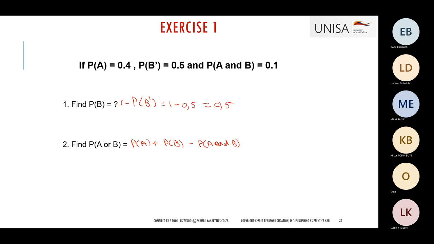Do we have an answer? We're still calculating. Let's see if it's 0.8. The probability of A is 0.4, plus the probability of B, which we calculated previously, 0.5, minus the probability of A and B, which is 0.1. The answer here is 0.4 plus 0.5 is 0.9, minus 0.1, which gives us 0.8. Are we good?